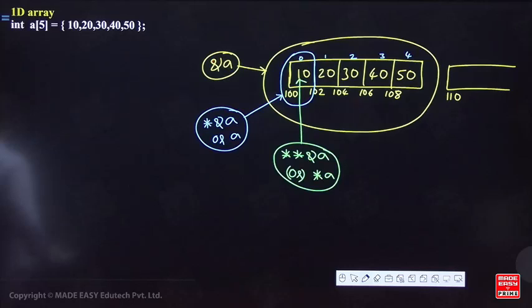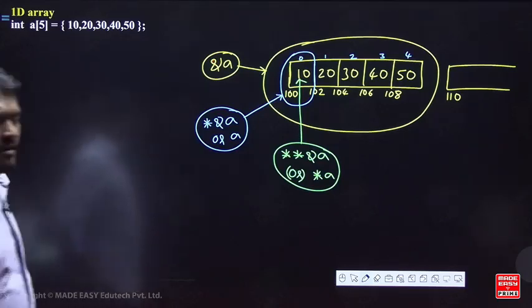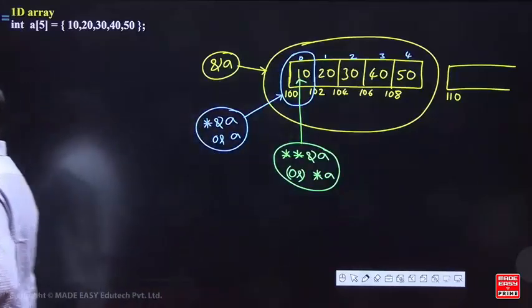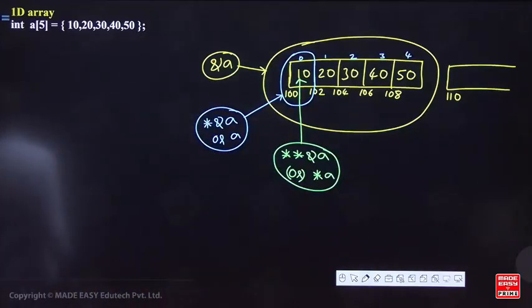No, Rahul, that is an implicit pointer, so you don't need to worry about that. The compiler will take care of that. That is called an implicit pointer, the compiler will take care. So don't worry about that.